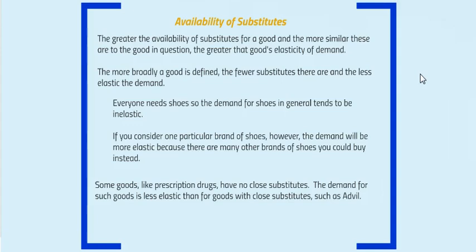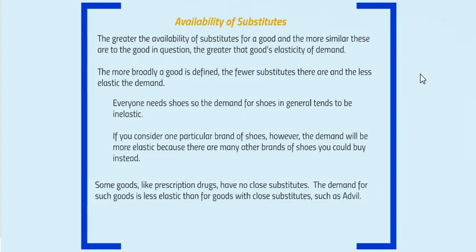If you consider one particular brand of shoes, however, the demand will be more elastic because there are many other brands of shoes you could buy instead. For example, if only one shoe manufacturer raises its price by 20%, many shoe buyers will switch to other brands, which have not increased in price. But on the other side, certain goods, like prescription drugs, have no close substitutes. So the demand for such goods tends to be less elastic than for goods with close substitutes, such as Bayer aspirin. I don't even know if you know what Bayer aspirin is, but Bayer is a brand of aspirin.